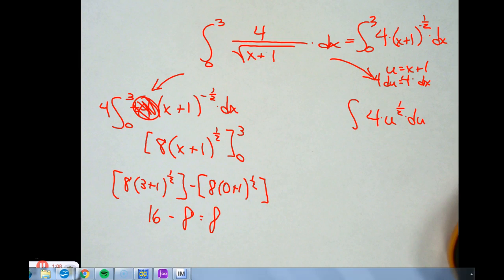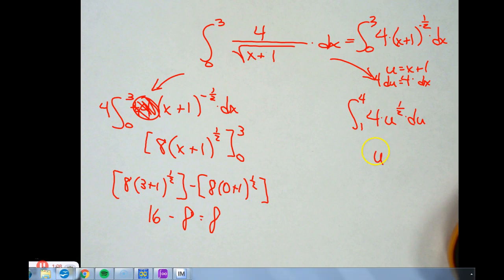And I can't just put the 0 and the 3 there, because these go with the x's. I need them to be in terms of u. I need everything in this to be in terms of u. So I'm just plugging in here. So u equals x plus 1, and x is 3. So u is 3 plus 1, or 4. In terms of x, this lower limit is 0. But in terms of u, it's got to be 0 plus 1 equals u. So that'd be a 1.